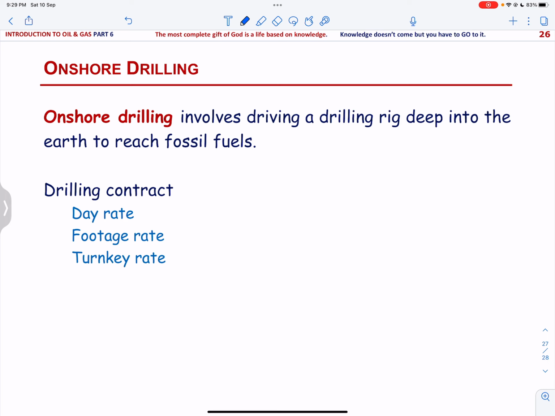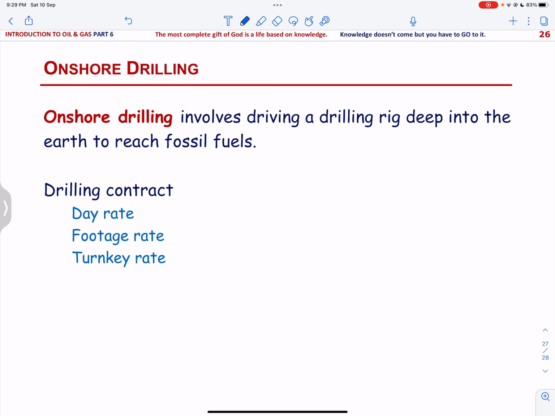Most drilling operations are performed by drilling contractors. A drilling contract is an agreement between the lessee and a drilling contractor for the drilling of a well. Drilling contracts generally provide for payment which includes day rate, that is the payment based on the number of days drilled, or footage rate, payment based on the number of feet drilled, or turnkey rate, payment of a fixed sum of money based on drilling to a certain depth or stage of completion.